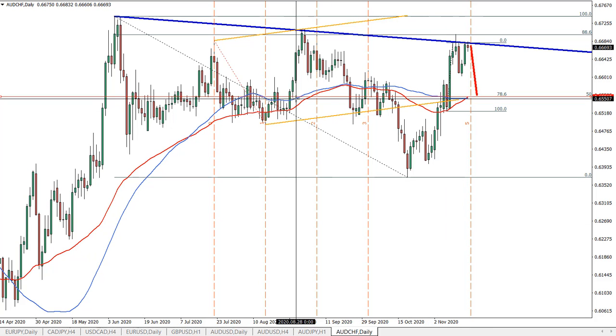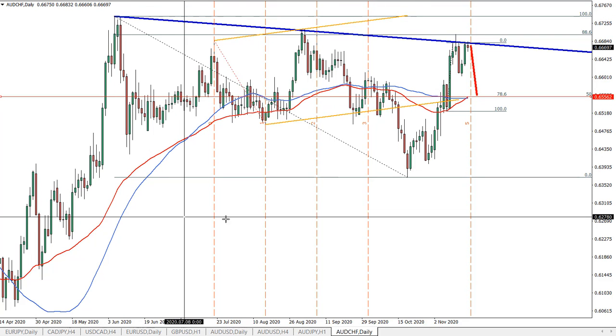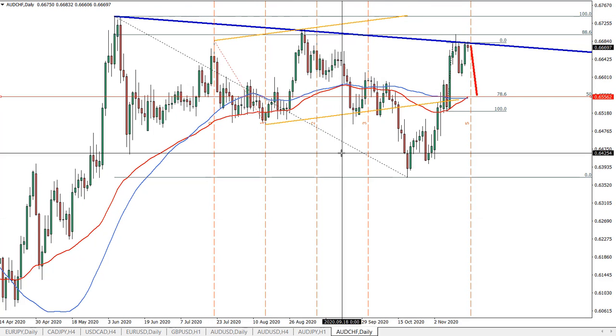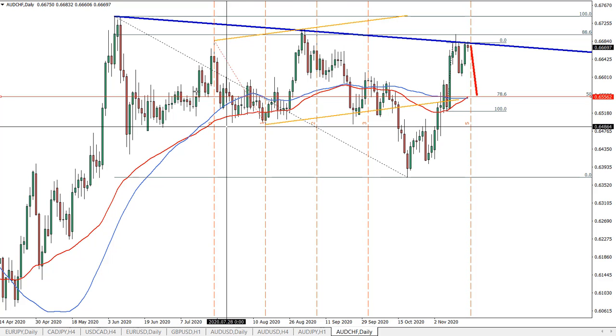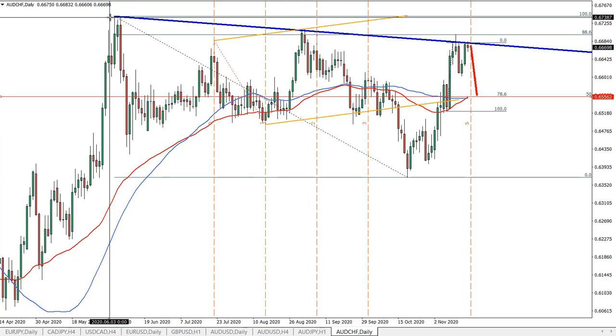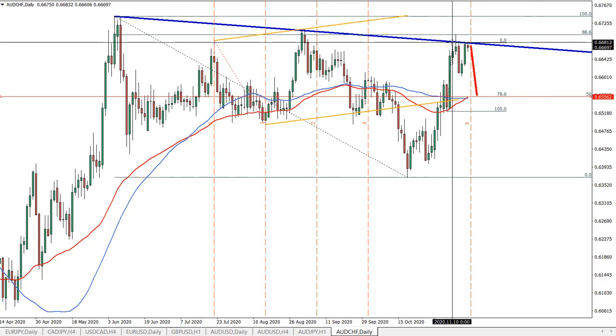Let's get started with the Australian Swiss franc. It seems a bit complicated. There are too many lines, too much stuff on the chart, but let's go step by step and it will be more clear. First off is the downtrend trend line, which we saw has been rejected.